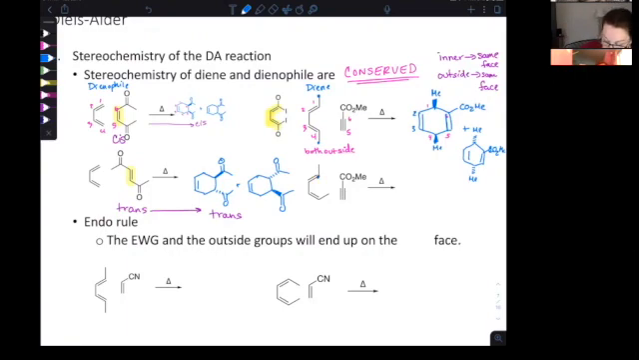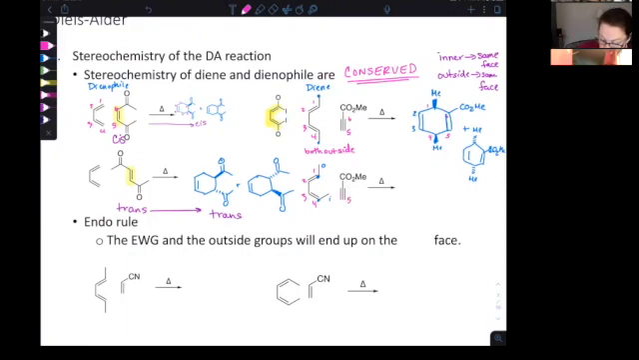So on carbon 1 and on carbon 4, they still have two methyl groups. But now one is on the outside and one is on the inside. So how do you think this one's going to go down? What do you think?